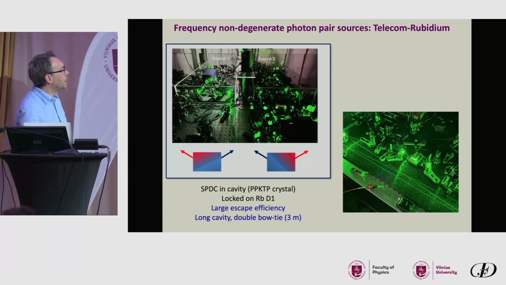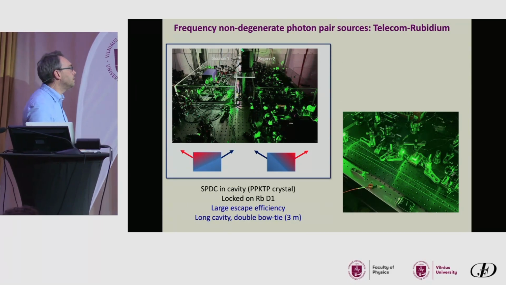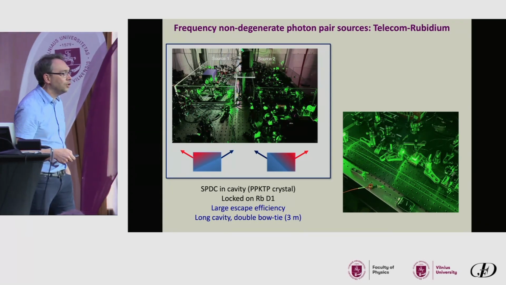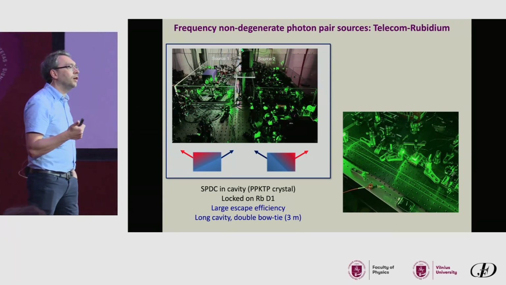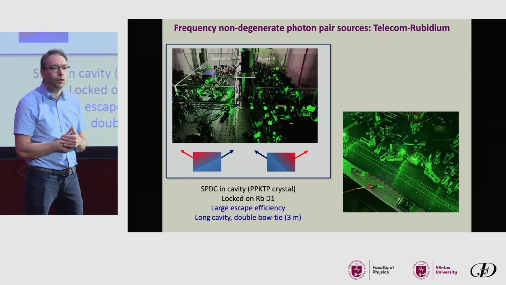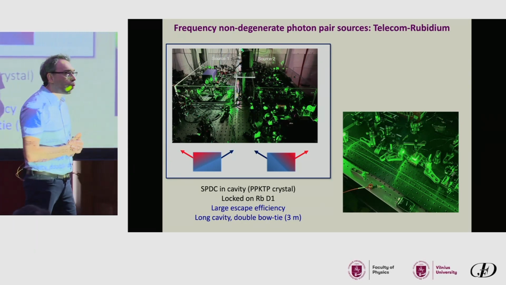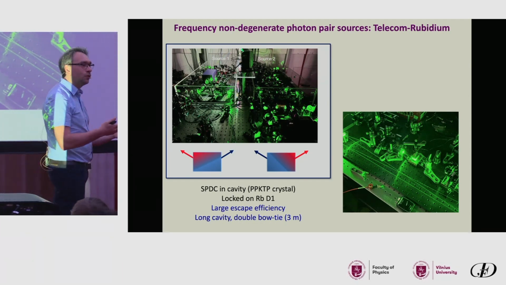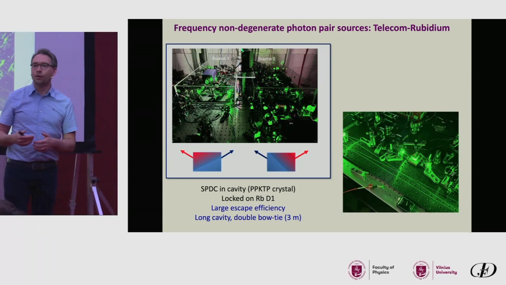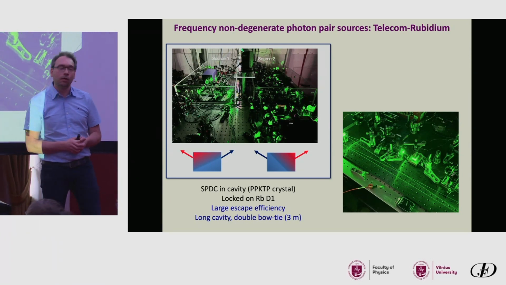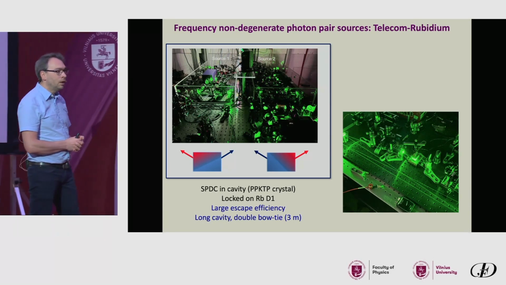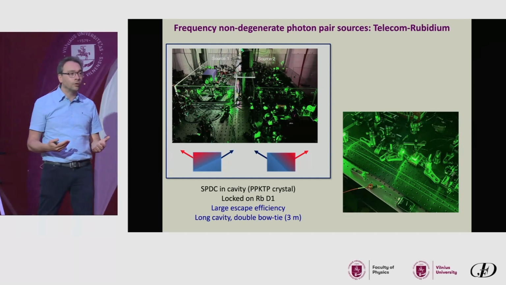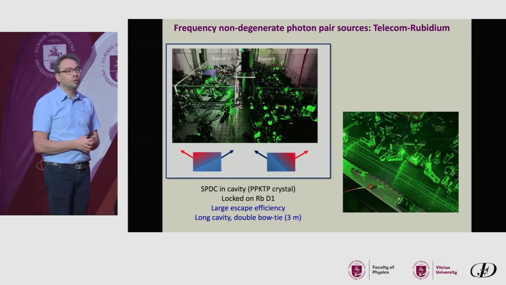We have SPDC in cavities based on PPKTP, locked on rubidium D1. It's a very long cavity, actually something like 3 meters long, because we want a large heralding efficiency. If you want a large heralding efficiency in an OPO, what you need is a large output coupler, which will give you basically the purity of the single photon you can generate, or if you use it in a squeezing operation, the level of squeezing you can achieve. But of course, I still want the linewidth of my cavity to be 1 megahertz or a few megahertz to be matchable to my rubidium quantum memory.